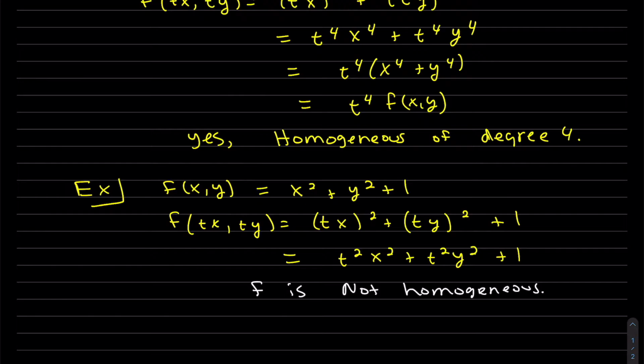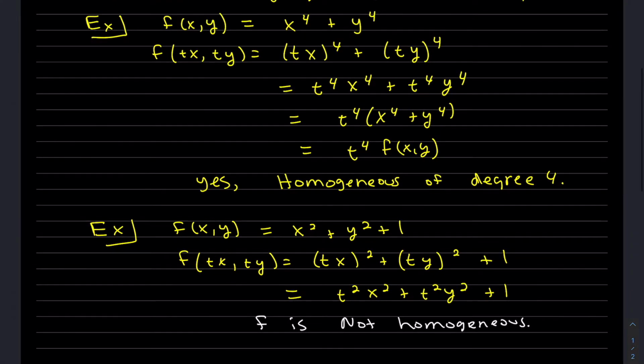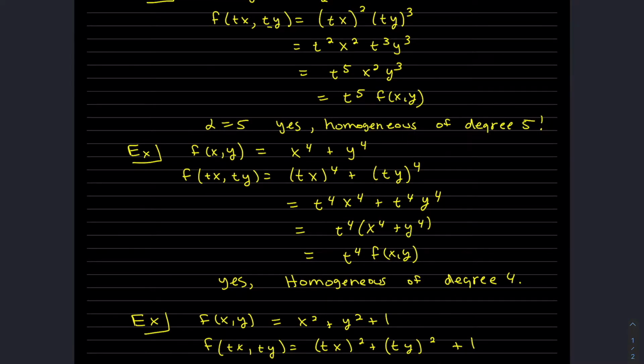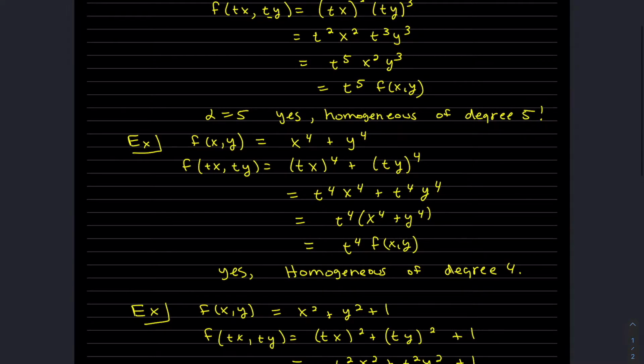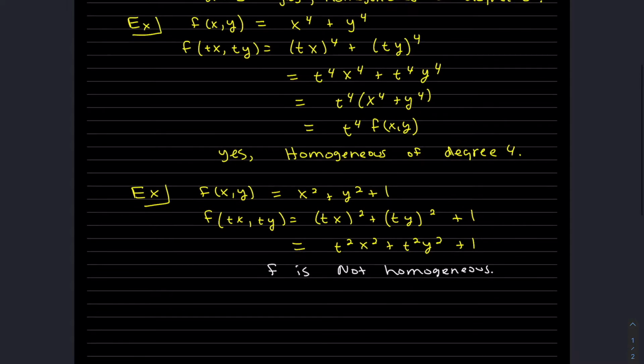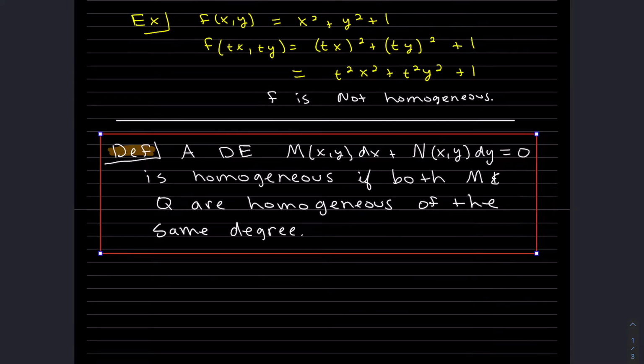If you go back, sometimes you can just look at it and tell if it's homogeneous. So this one was degree 5. You just add the powers. This one is degree 4. This was degree 4. This is degree 4. This one wasn't homogeneous. This was degree 2, this is degree 2, and this is degree 0. So we didn't have the same degree on one of the terms, so it was not homogeneous.